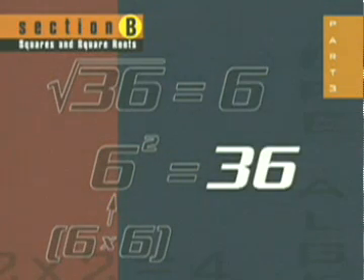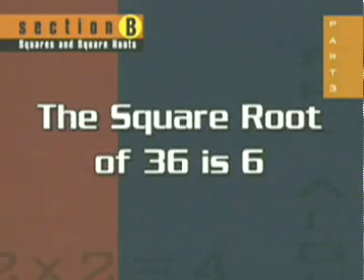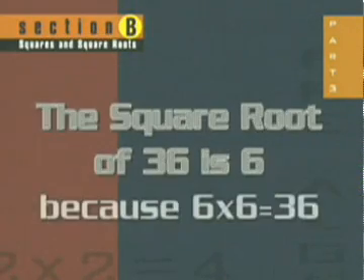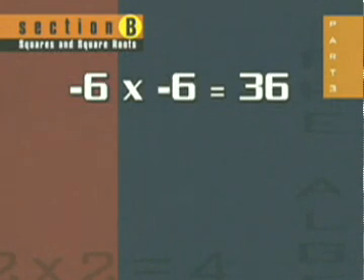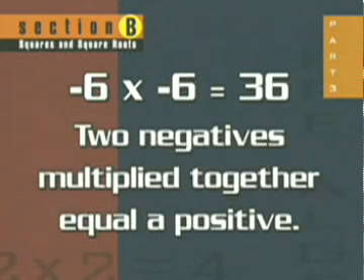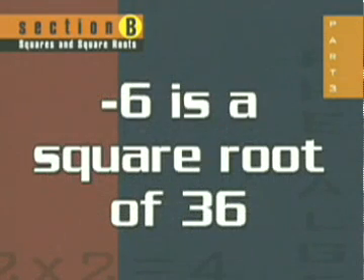Okay, now that we've got that down, in this jungle of roots, there's something else we've got to look out for. We know the square root of 36 is 6 because 6 times 6 equals 36. But negative 6 times negative 6 also equals 36 because 2 negatives multiplied together equal a positive. This means that negative 6 is also a square root of 36. Let's look at this in more detail.